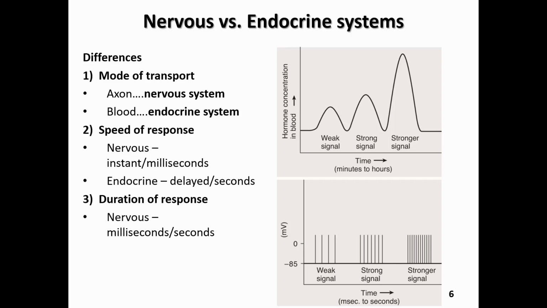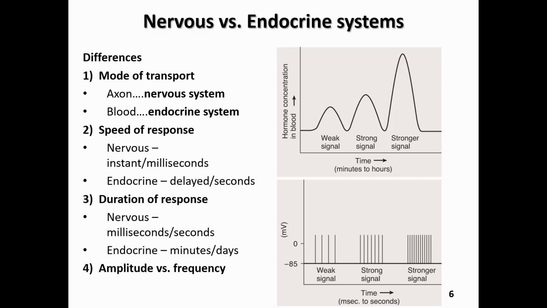As for the duration of the response once it is triggered, the nervous system at most will sustain activity for up to a few seconds, but mostly very, very fast in terms of milliseconds. However, the endocrine system, when stimulated, can continue to secrete compounds for anywhere between a few minutes up to a number of days, and it really depends upon the particular type of gland.